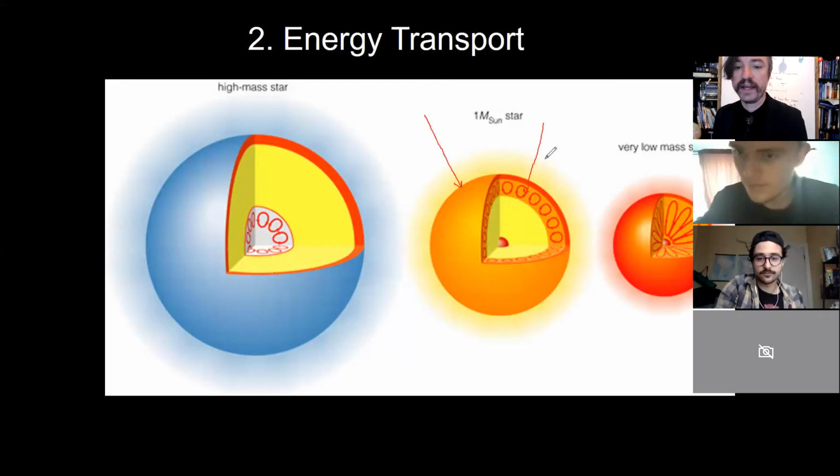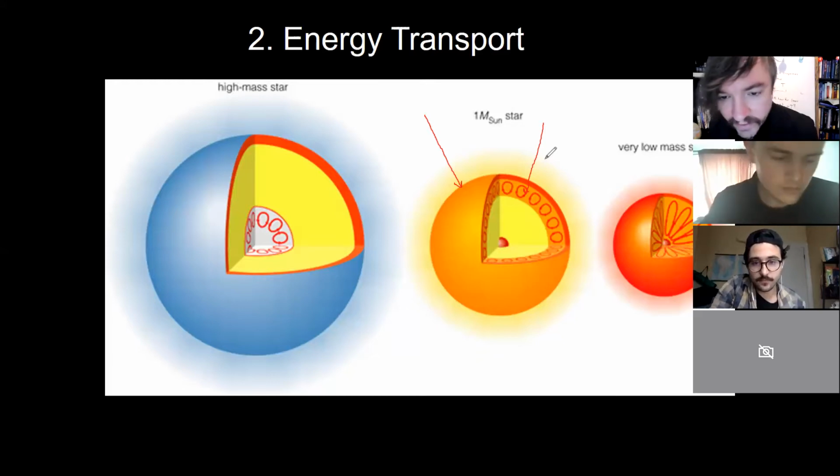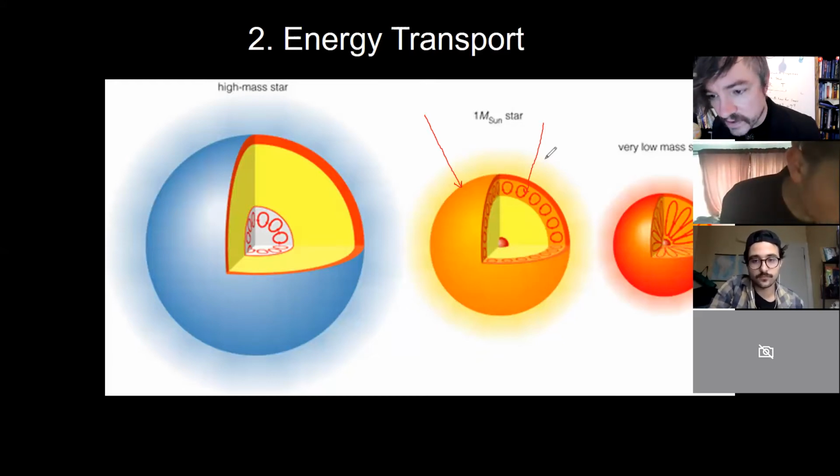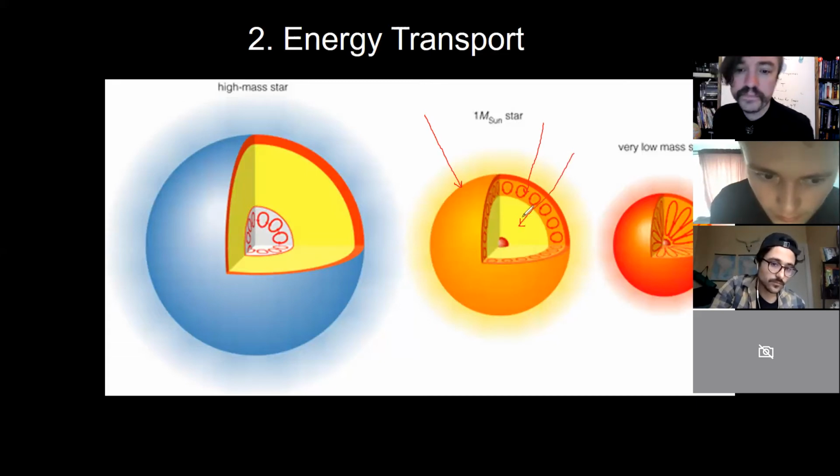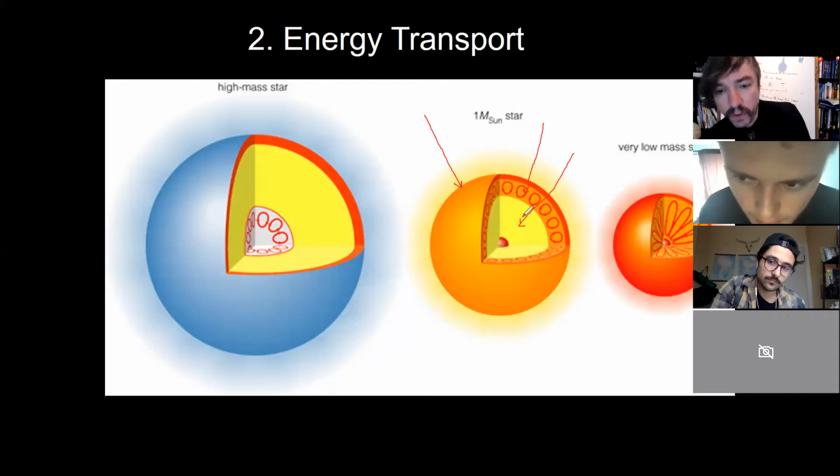Convection zone. Right. Those little circular arrows that you see are convective bubbles. They're lava lamp bubbles rising and falling. How about this zone in here? Wouldn't that be the core? No, the core is the red dot circle, right? All right. Radiation zone.